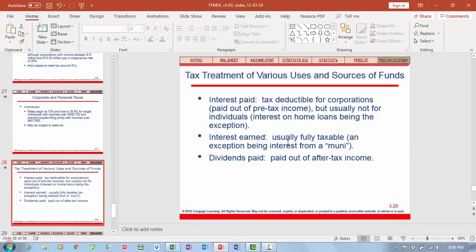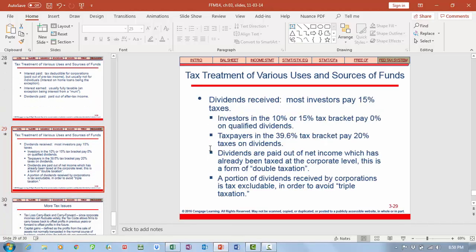Dividends paid out are paid out of after-tax income. Dividends received, most investors would pay 15% tax on dividends. So that's why it's sometimes called double taxation, because the firm has already paid tax on its earnings, and then the net income is used to share dividends with shareholders, and then the shareholders pay personal income tax on the amount that they receive from the firm in the form of dividends.